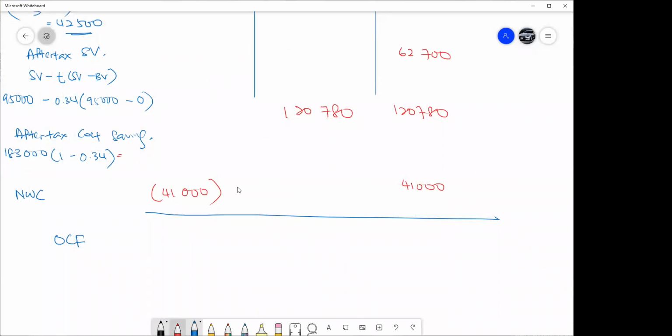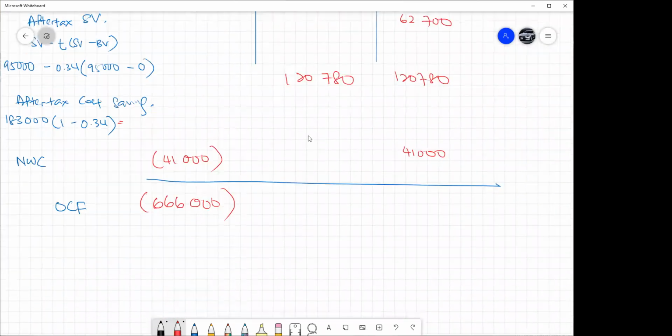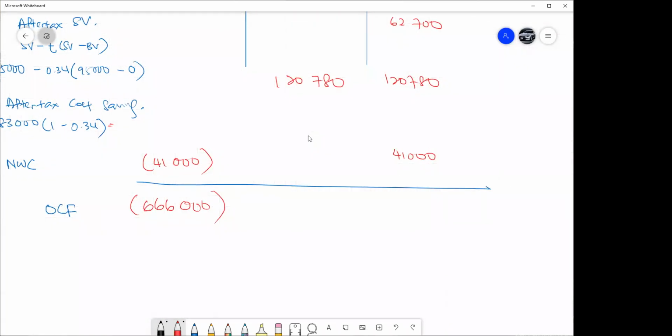So here you will get 666,000 for year 0. Year 1, 2, 3, 4, the cash flow should be 163,280. And year 5, the final cash flow is 266,980.